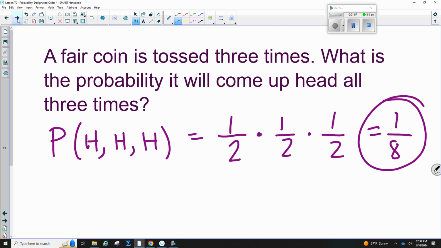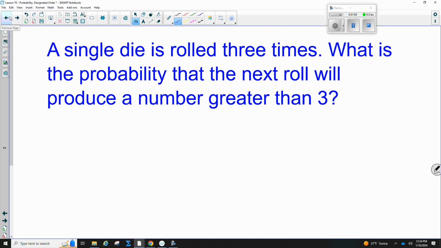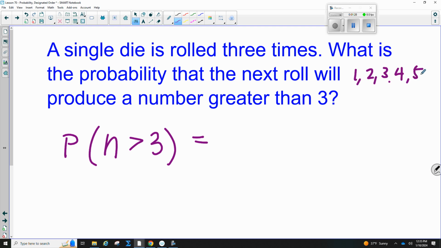Okay. A single die is rolled 3 times. What is the probability the next roll will produce a number greater than 3? So the probability we get a number greater than 3 when we roll a dice. When you roll a dice, it's got a 1, 2, 3, 4, 5, or 6 on it. So what's the probability of rolling a number greater than 3? What do you guys think? Yeah, 3 out of 6. There are 3 numbers that are greater out of 6, and that reduces to 1/2.